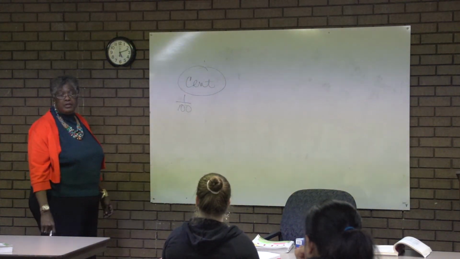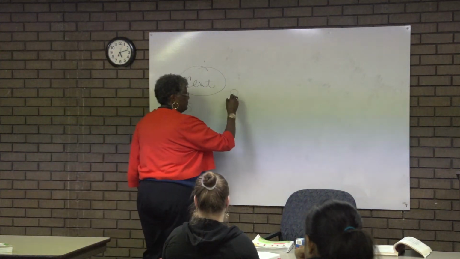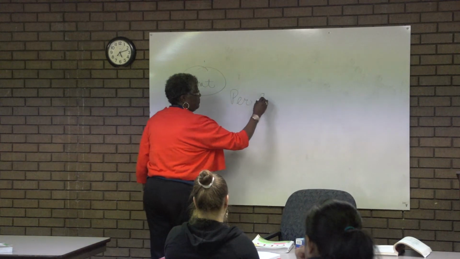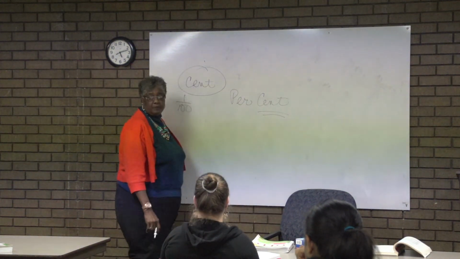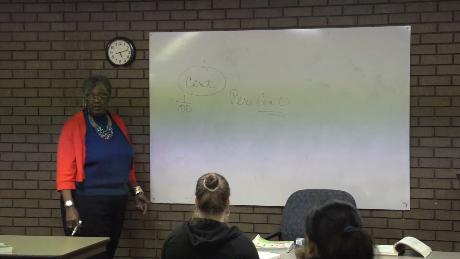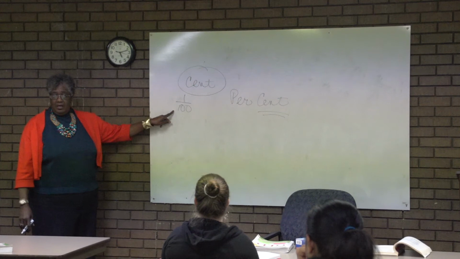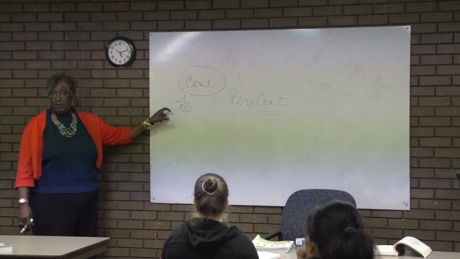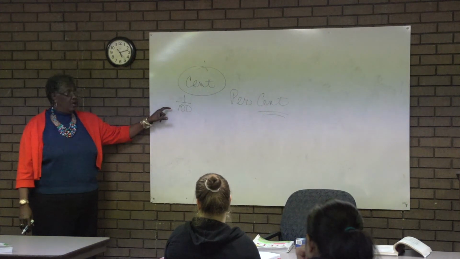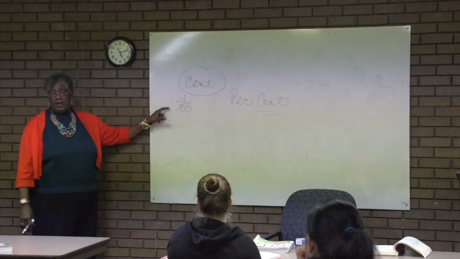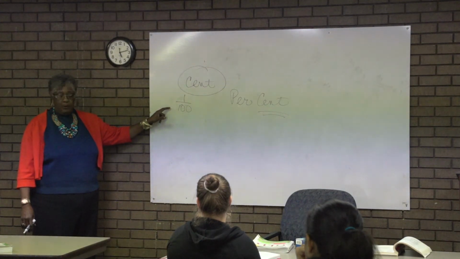Century, 100, we've talked about that before. Percent then means per 100. It's out of 100 is what it means. When you say percent, you mean out of 100. 100 is the whole. And we've talked about with fractions, percent is a part of a whole as well. It's not a whole. It's a part of a whole, just like a fraction and a decimal.